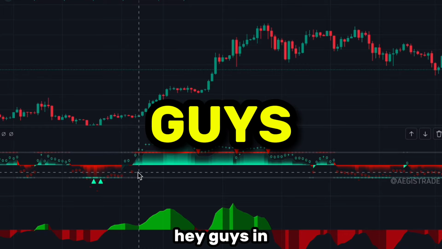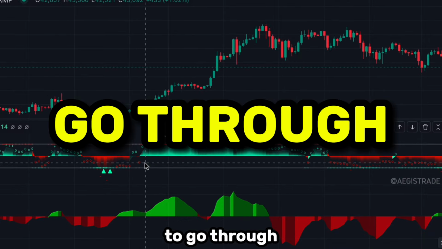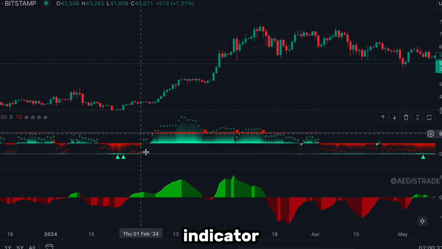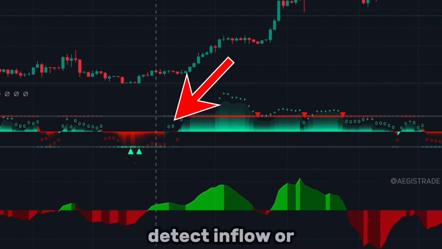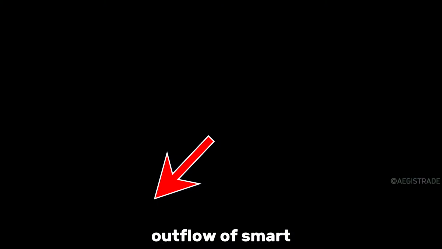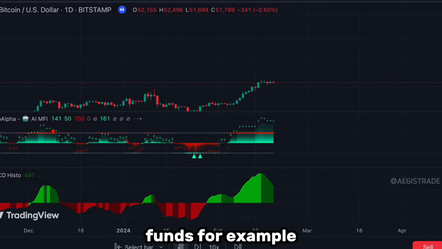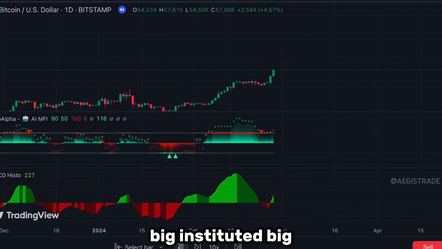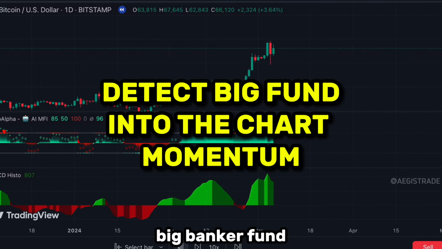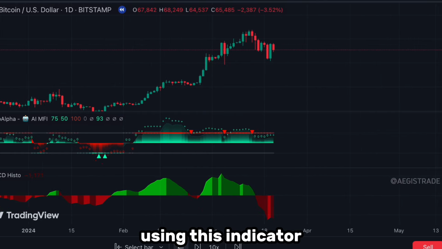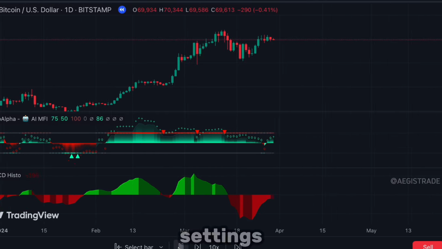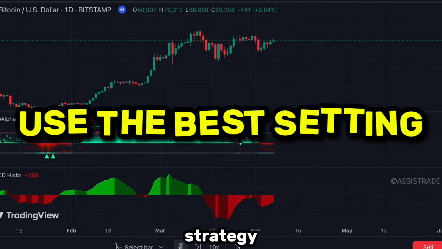Hey guys, in this video, we are going to go through this smart money indicator. Basically, this smart money flow indicator can help to detect inflow or outflow of smart money funds. For example, big institute, big player, big banker fund can easily be detected using this indicator. We also will find the best settings for different timeframe strategy.